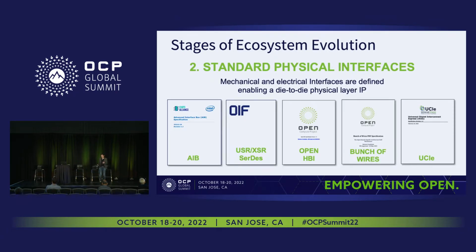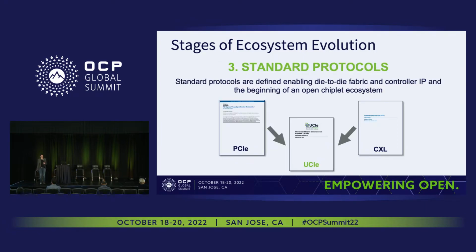It's been pretty exciting. When you actually take a look at it, we have 5 different standard physical interface standards, and we probably have more than what's showing here, right? Between AIB, USR, XSR, OpenHBI, which a lot of great work done within ODSA at OCP with that, Bunch of Wires, more great work done in ODSA at OCP there, and then the emergence of UCIe that came about earlier this year. So we really have that critical mass of the great ideas of how we can coalesce around the die-to-die physical interfaces that are really going to carry us forward.